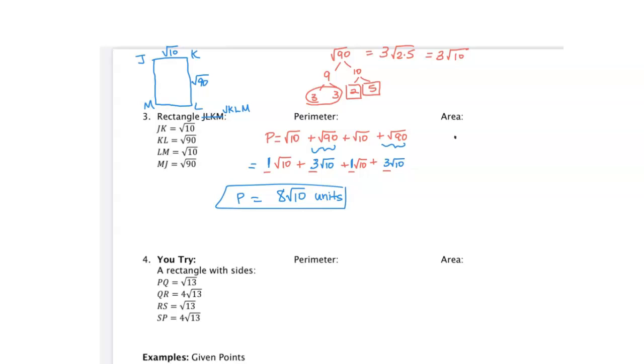As for our area, we have A equals the length times the width. So A is equal to the square root of 10 times the square root of 90. And so the square root of 10 times the square root of 90 becomes the square root of 900, which is equal to 30. 30 times 30 gives us 900. So our area is 30 units squared.